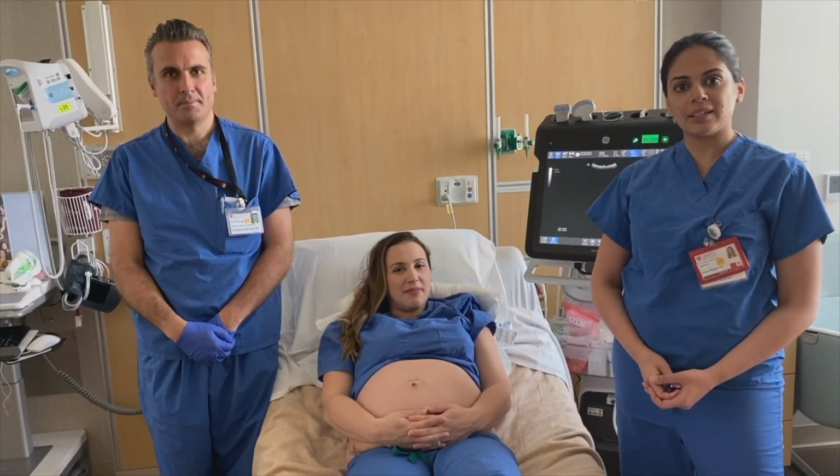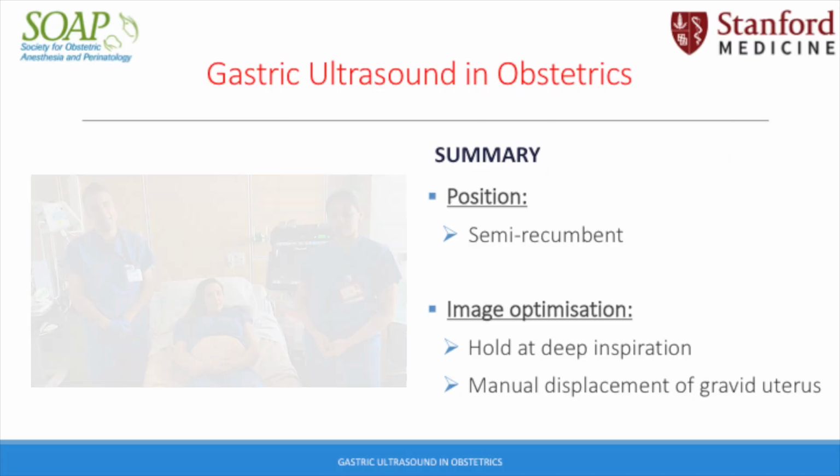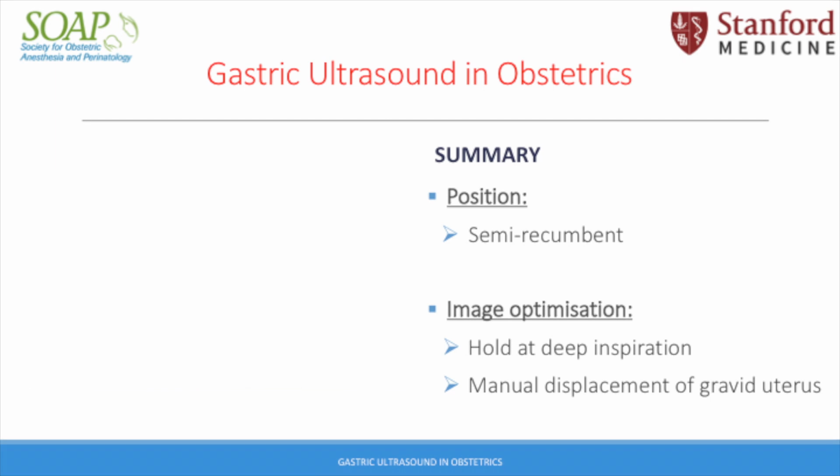So in summary, gastric ultrasound in pregnant women is performed in a semi-recumbent position. Image acquisition can be challenging, so asking the patient to take a deep breath in can help with acquiring a good image. And also slight manual displacement of the gravid uterus can also help in image optimization.